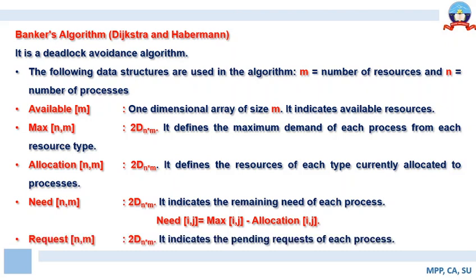Now Request[n][m] is again a two-dimensional array of n cross m that indicates the pending request of each process. Whatever is the pending request of each process is represented by Request. So we have discussed 5 attributes, out of which one is a one-dimensional attribute, that is Available, and 4 are two-dimensional attributes of n cross m with their specified purposes.